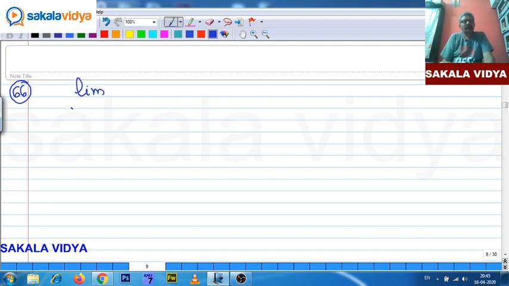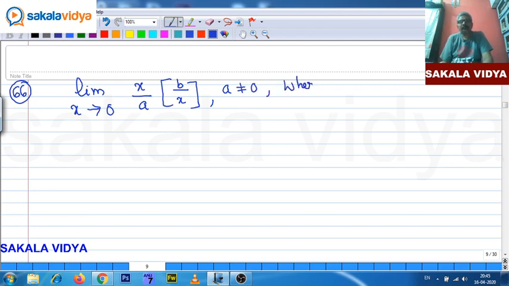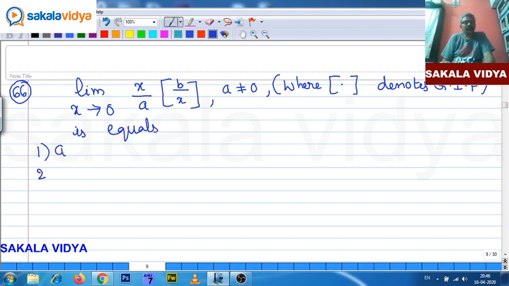Limit x tends to 0, (x by a) into the integer of (b by x), that means the greatest integer function of b by x, a does not equal 0, where this bracket denotes the greatest integer function, is equal to. First option is A, second option is B, third option is b by a, fourth option is 1 minus b by a. This is the question.